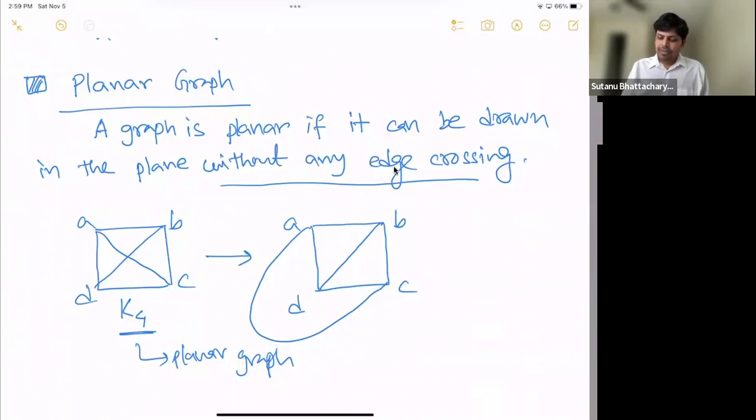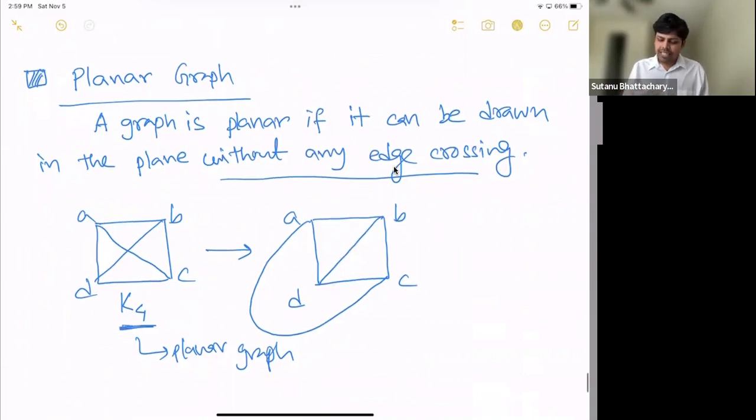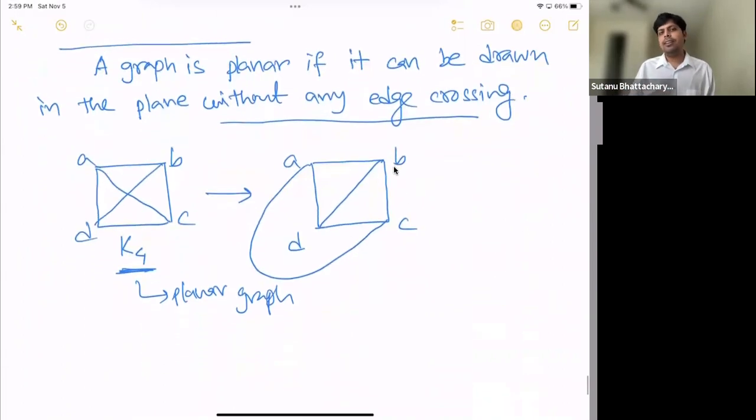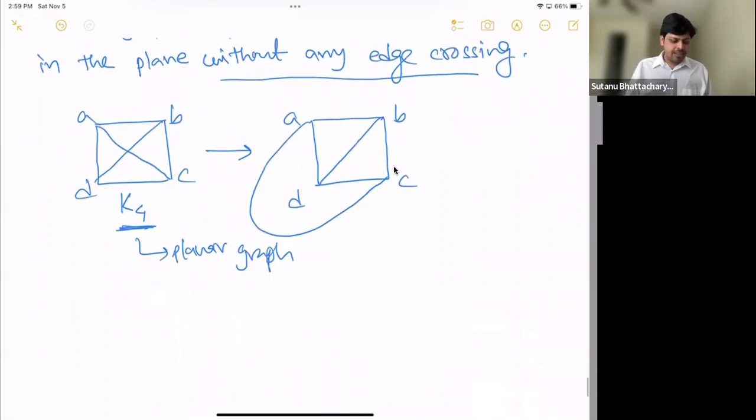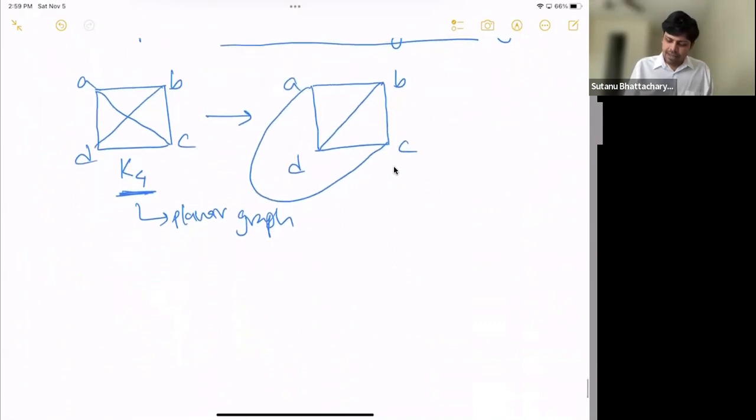So a planar graph means no edge crossing. K4 is a planar graph. In your exam, you might have a question: is K4 a planar graph? Your answer would be yes. So this is a planar graph. Another question can be, is K3,3 planar?